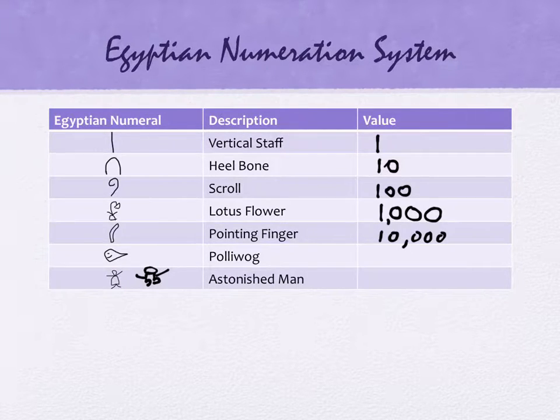How about our pollywog? 100,000. And I'm convinced that the astonished man is astonished because he's worth a million. I mean, would you not be excited if you were worth a million? Absolutely.